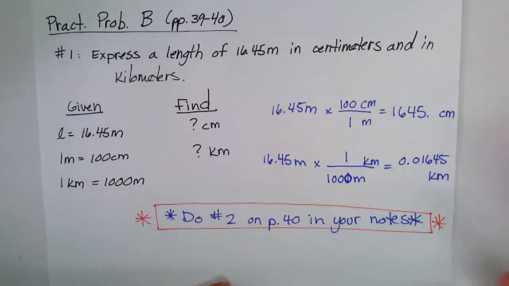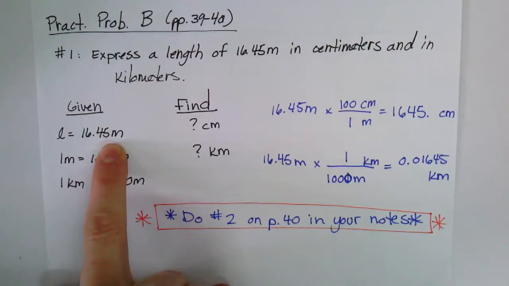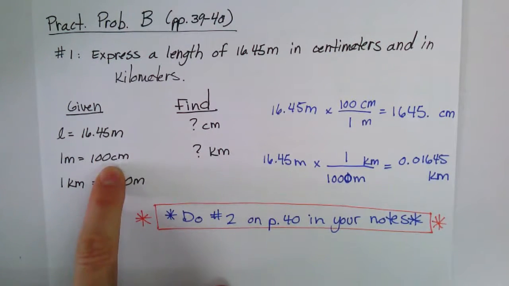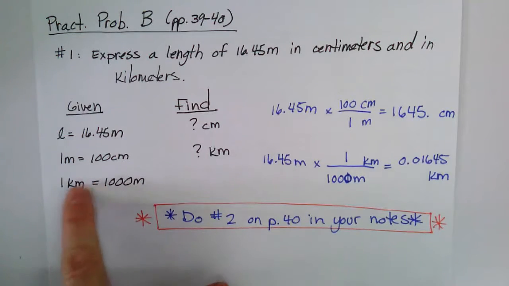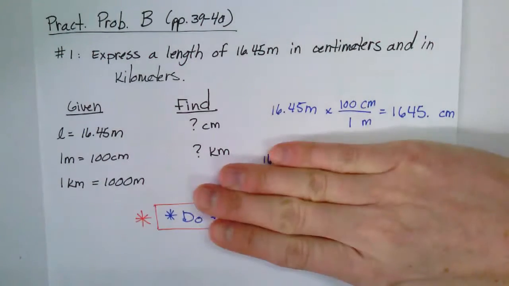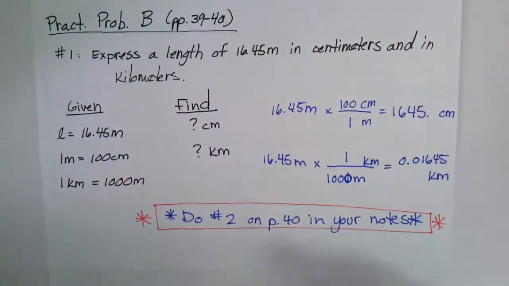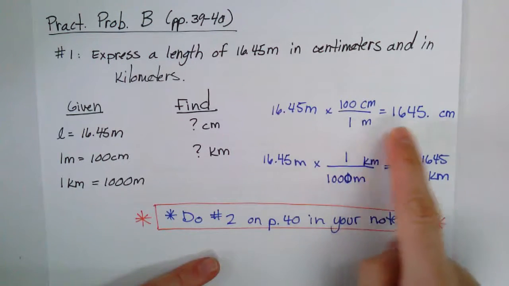So what do I know? What have I been given? I've been given a length, 16.45 meters. I know that 1 meter equals 100 centimeters, so those two relate to each other. I know that 1 kilometer equals 1,000 meters. These two relate to each other. So I have each step. You can either look at them one at a time. I start with what I know. I use my conversion factor, and I get my answer.